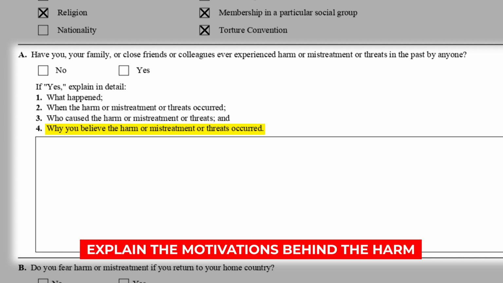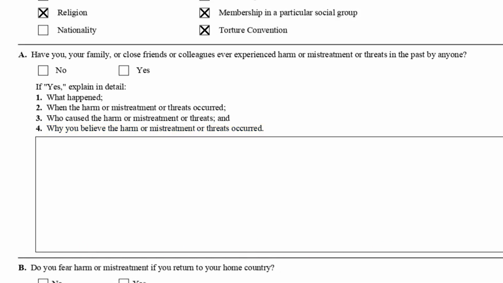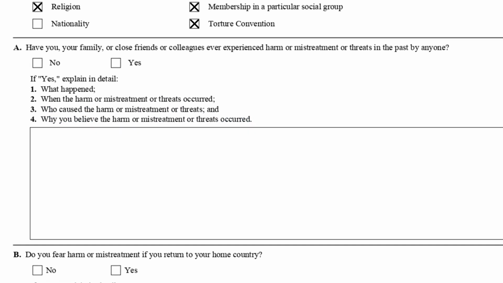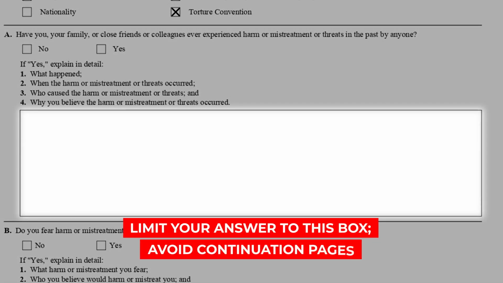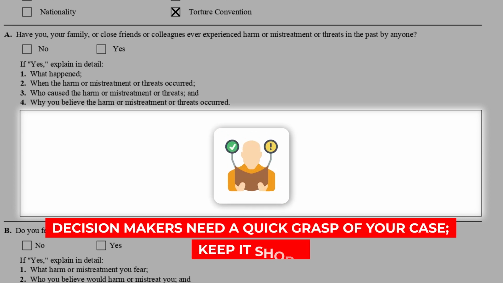I'm going to give you an example in just a second of what an answer to this question might look like, but first let me provide some general guidance. I recommend that you limit your answer to this little box. I think it's best not to use a continuation page for answering these substantive questions in the asylum application form. The decision maker wants to be able to quickly go through your application and get an understanding of the basics of your case.